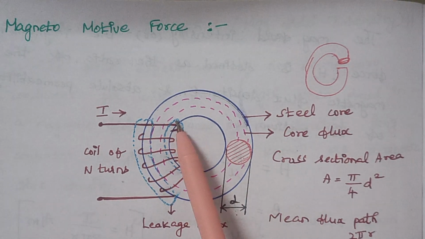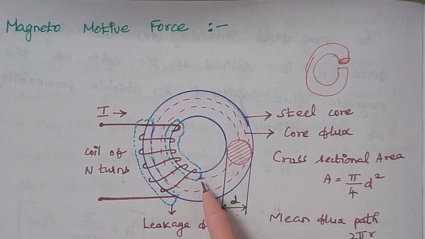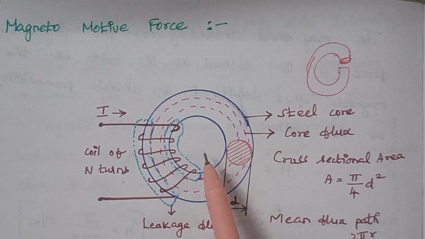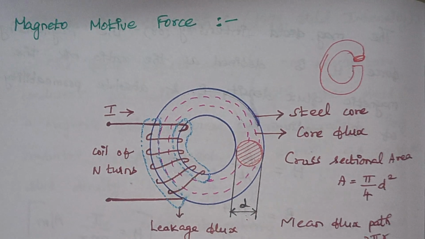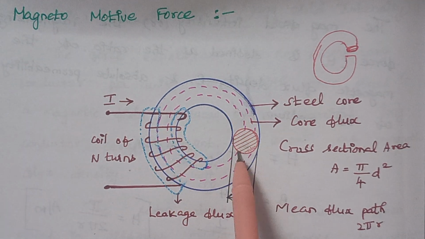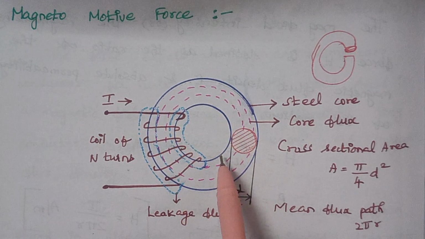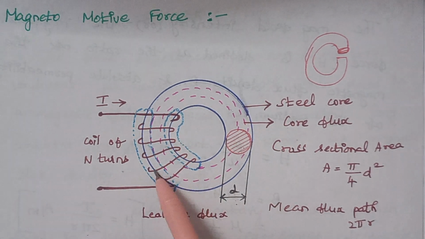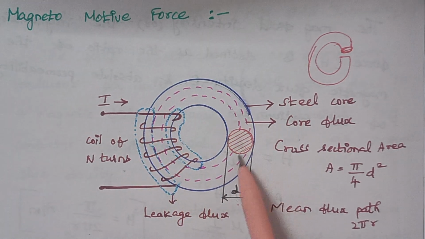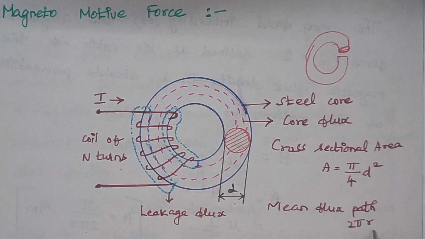And the things shown by the blue line are known as leakage flux. These are the fluxes that come around, that leak, and that's why it is named leakage flux. And here is the mean flux path. Since we are taking a circular core, the flux established is also in the form of circles. So how do we calculate the mean flux path? It is nothing but the circumference of the circle, because the flux spreads entirely in this area. Therefore, the mean flux path is given by the formula 2 pi r.